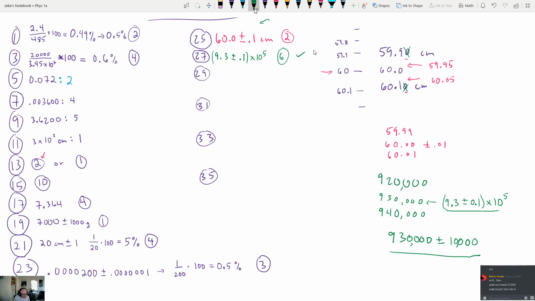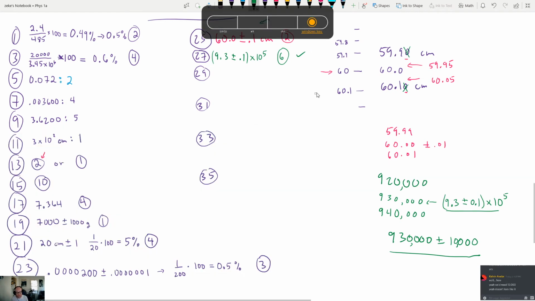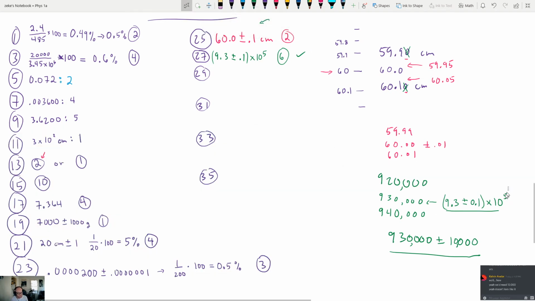Some of these might have multiple answers, but in general, when you get multiple answers, you're going to default toward picking the one that has scientific notation. Okay, so let's get on to the hard ones, the really hard ones, which is reading these calipers.